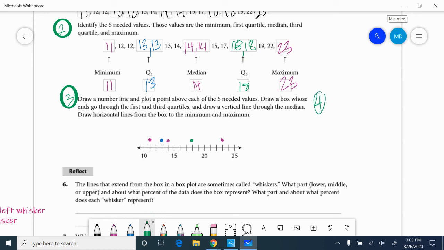Okay, now we're moving on. We're going to draw in the boxes and the lines. So the box has to go through the first and third quartiles. That's the blue and the green. All right, so I'm going to switch over to black. And I'm going to draw a box as best as I can. Please don't make fun of my box. It's terrible. And draw a vertical line going up and down through the median, which means it passes through right here, and then the horizontal lines will go right here, right there. And that's how you create your box plot.